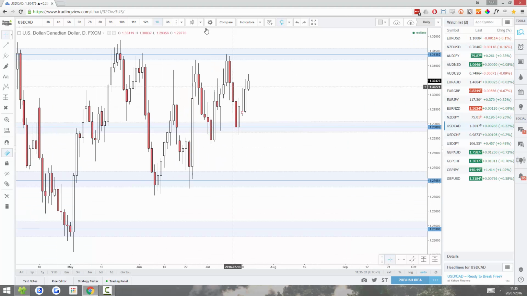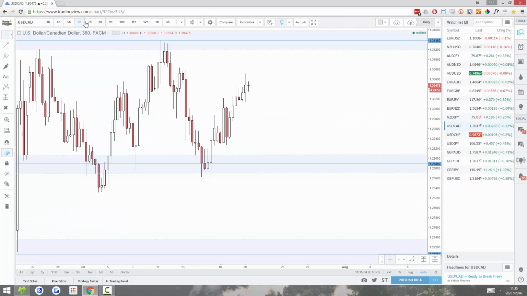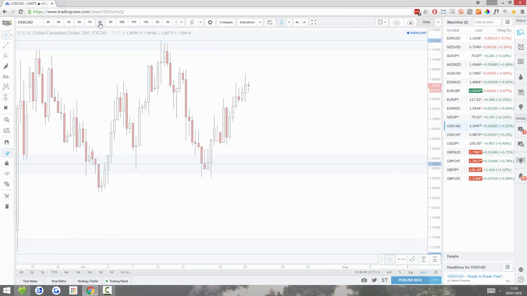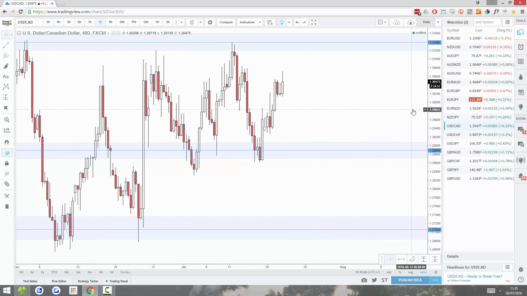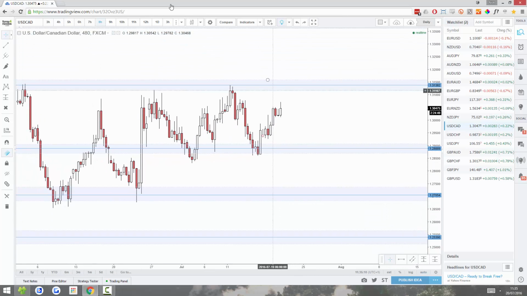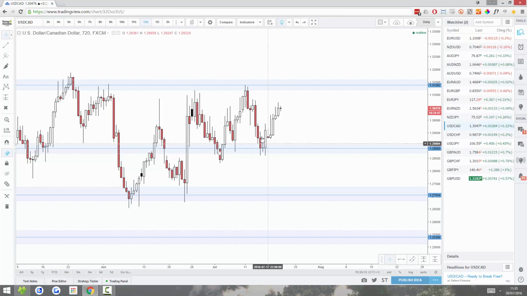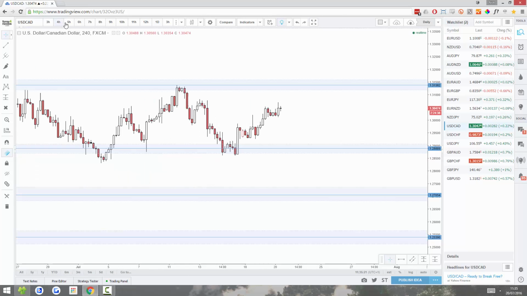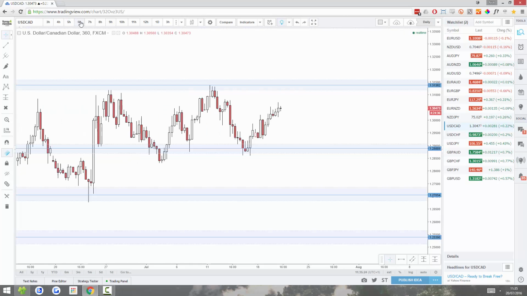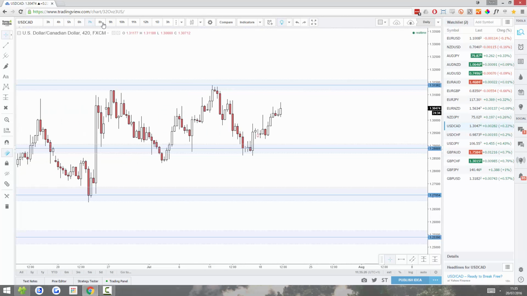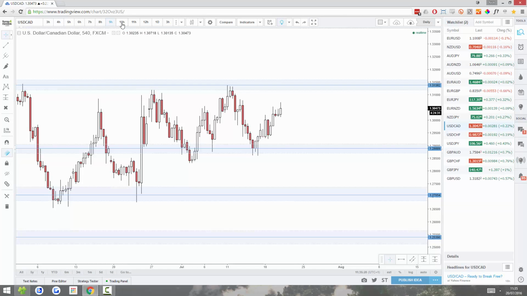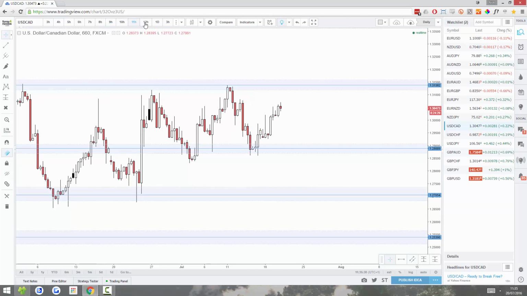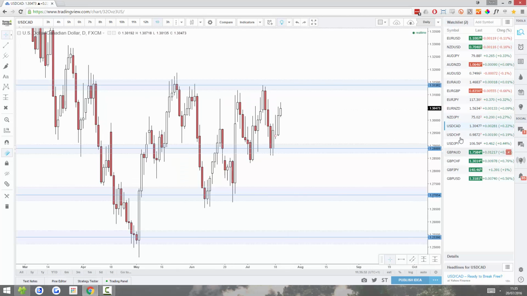USD CAD already had a reversal this week. A nice little reversal trade. Can't remember what time frame. I think it was a 12 hour, but I missed it. Ah well. 3 hour, 4 hour, 6, 7, 8, 9, 10, 11, 12, and daily, and nothing.